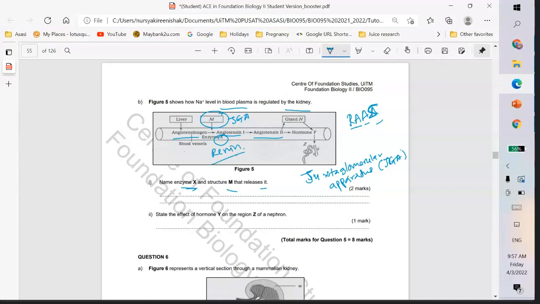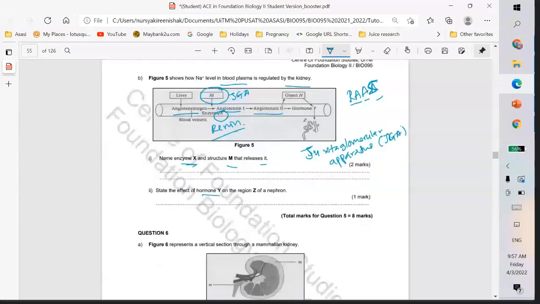So number 2, state the effects of hormone Y. Where is hormone Y? At the end here. State the effects of hormone Y on the region Z of a nephron. Z can be the distal tubule or the collecting ducts. So what is hormone Y? Aldosterone, kan? State the effects of hormone Y.